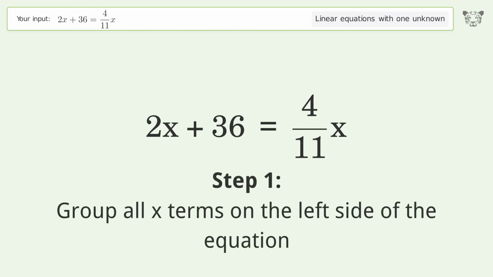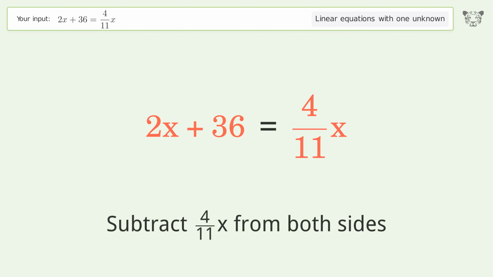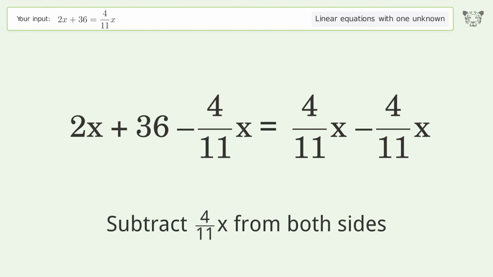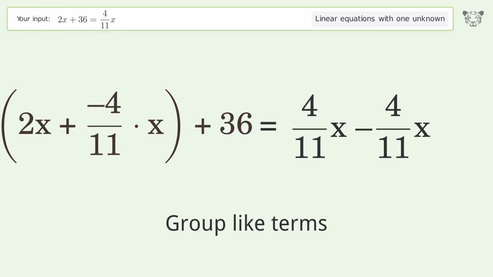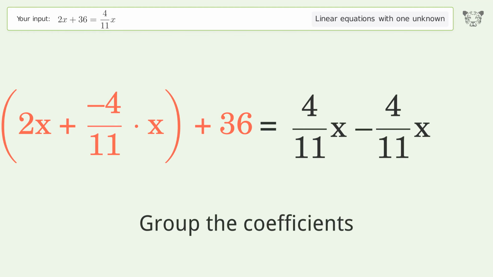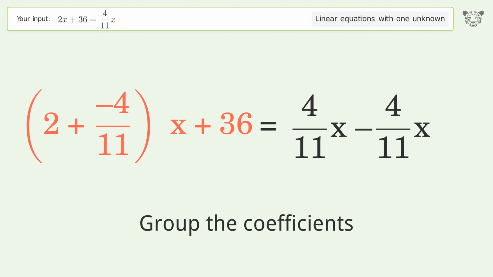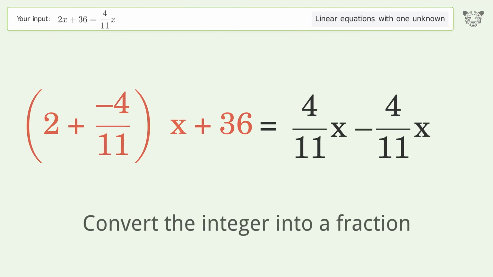Group all x terms on the left side of the equation. Subtract 4/11x from both sides. Group like terms. Group the coefficients. Convert the integer into a fraction.